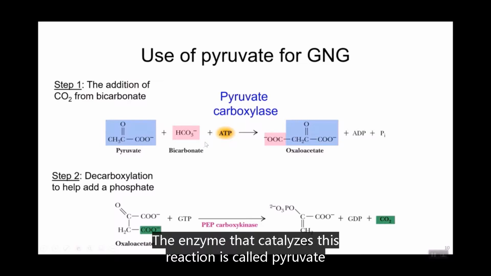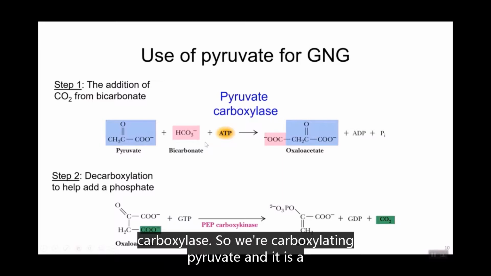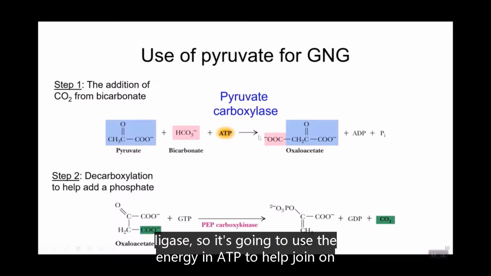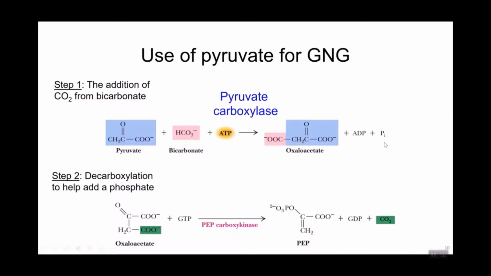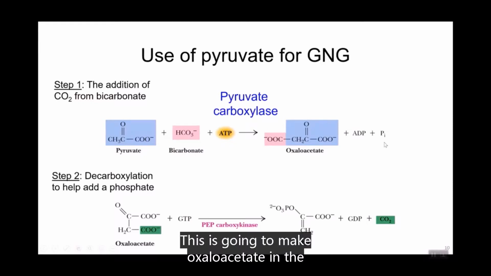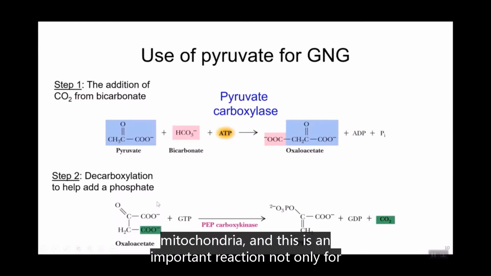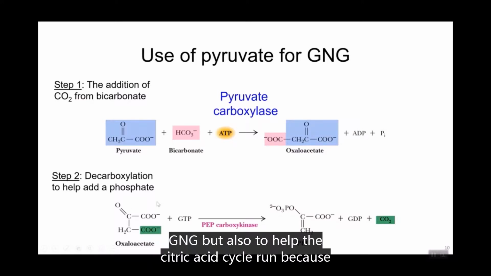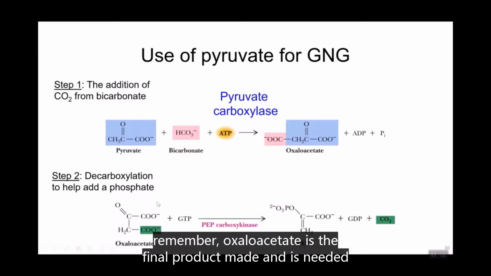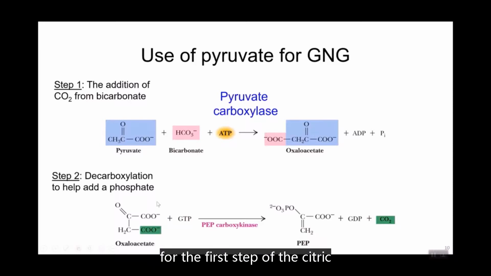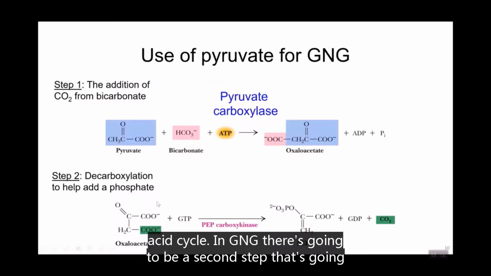The enzyme that catalyzes this reaction is called pyruvate carboxylase, so we're carboxylating pyruvate, and it is a ligase, so it's going to use the energy in ATP to help join on that CO2 molecule. This is going to make oxaloacetate in the mitochondria, and this is an important reaction not only for GNG, but also to help the citric acid cycle run. Because remember, oxaloacetate is the final product made and is needed for the first step of the citric acid cycle.